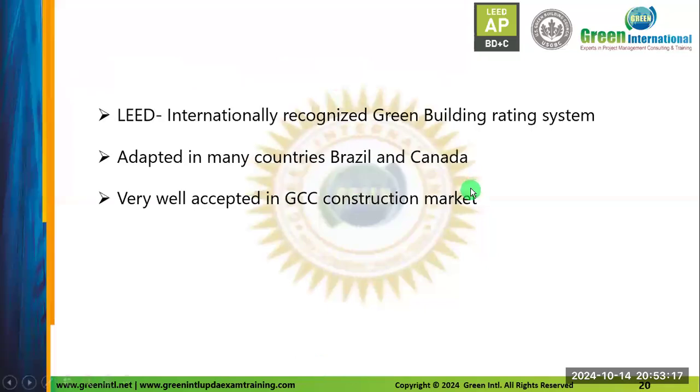Why LEED? Now you remember, yes, we are in LEED GA because we are in the introduction and administration part. Later these are common between here and LEED GA, and I will take this quickly and then move to the LEED process and speak about more details. LEED is internationally recognized, adopted in many countries, and very well accepted in our Gulf countries. GCC means Gulf Cooperation Council countries.